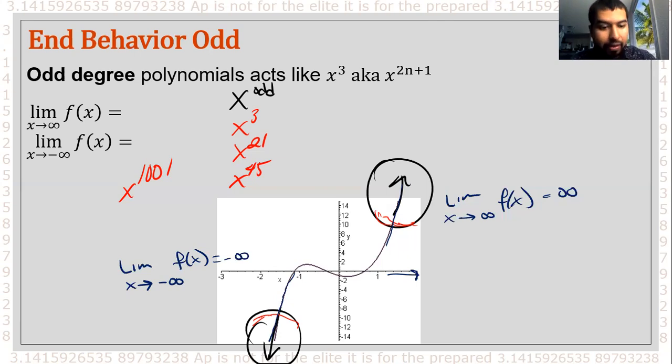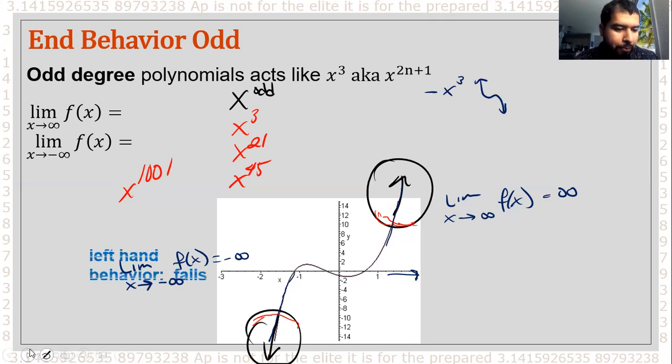Similarly, if this has, let's say, a negative x cubed, well, now instead of my left hand being down, my left hand is up, and instead of my right hand being up, it's going to be down. So it's going to be flipped, right? Reflected across the x-axis. So everything's still the same from your Algebra 2 knowledge. Nothing like that has changed. Okay.